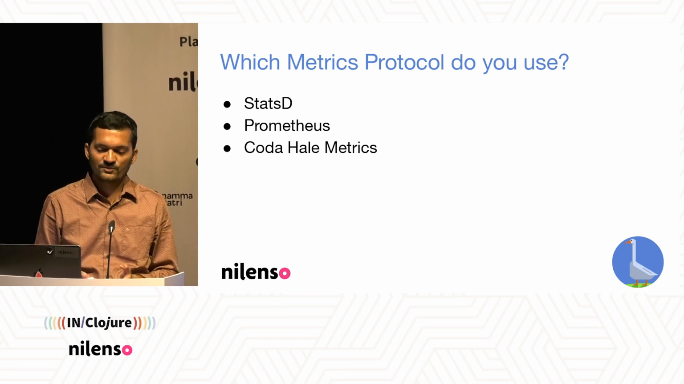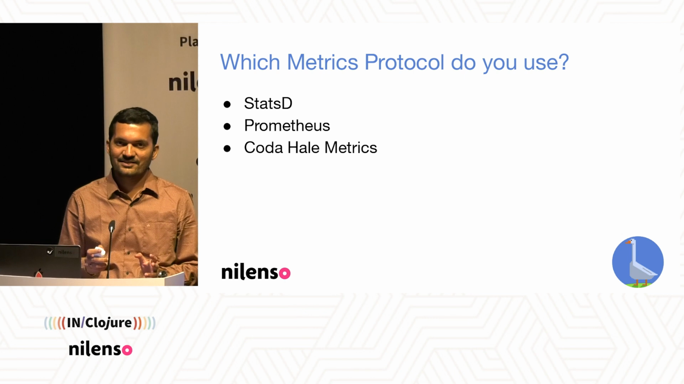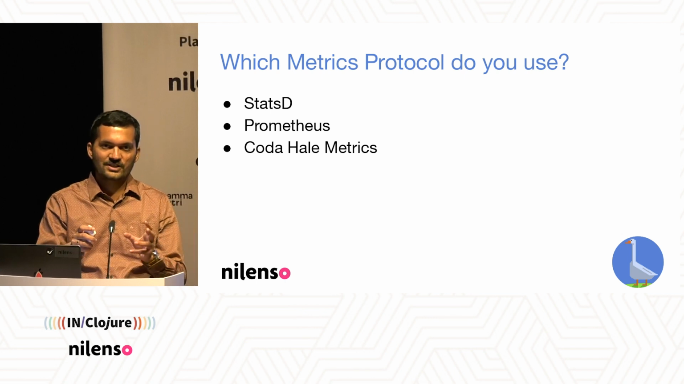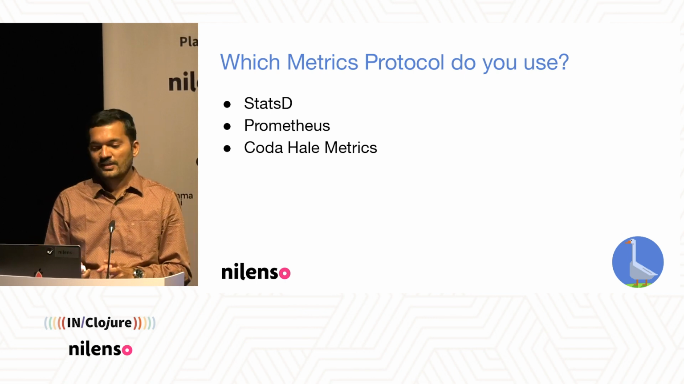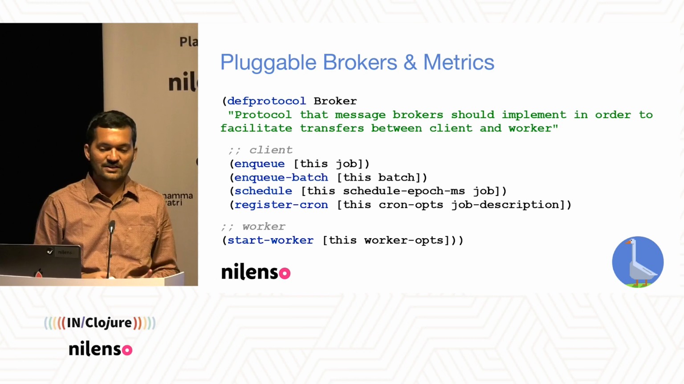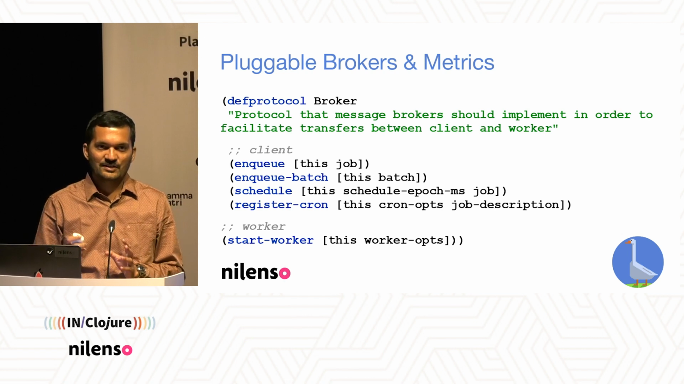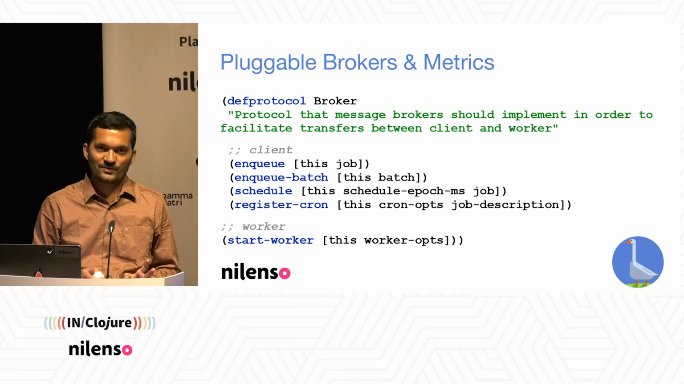Same thing goes for metrics protocol. StatsD, Prometheus, CodeHill metrics, anything people are using. So as a library, it does not make sense to restrict users to just one thing, right? So for those reasons, in Goose, we chose to have pluggable brokers and metrics. Now what this means is that you can choose to use whatever you want. You just have to build an implementation of it and plug it into Goose.